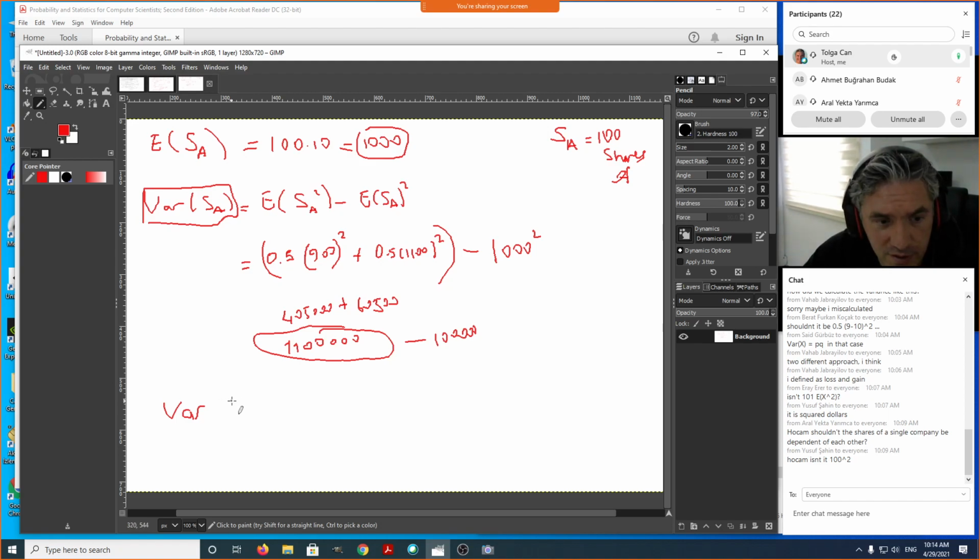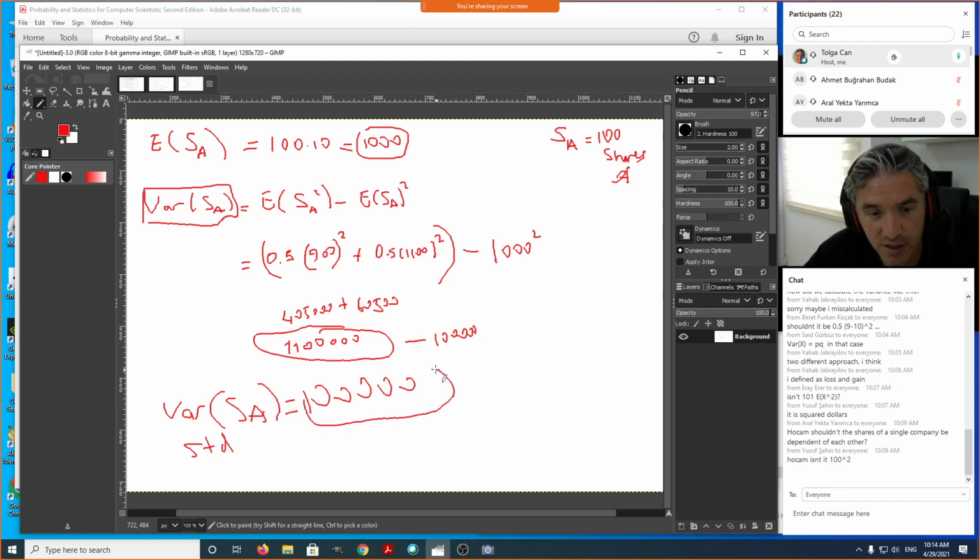If you add these two things, it's 1.1 million. You subtract from it 1 million. It's going to be 100,000. So the variance of SA is 100,000 squared dollars. If you get the standard deviation, it is the square root of this thing. So this is the variance you have.